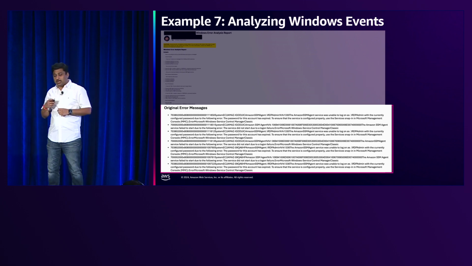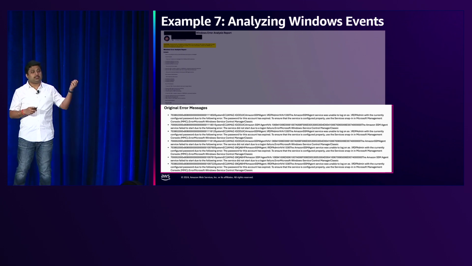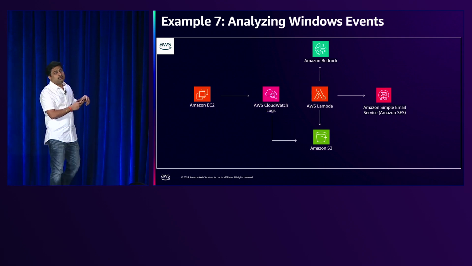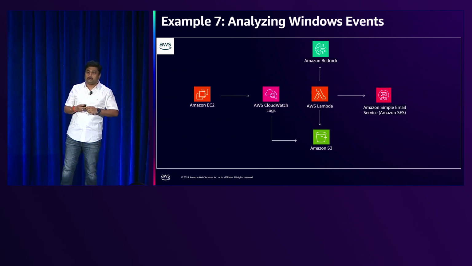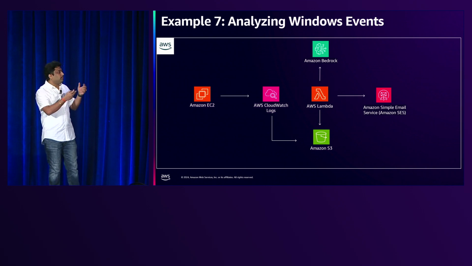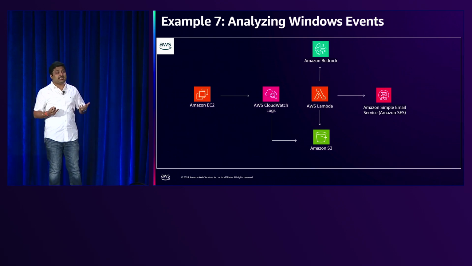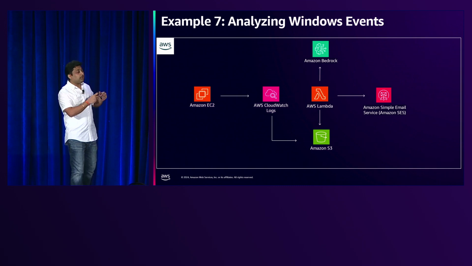Now let's quickly see how we have built this. The architecture remains the same. We have a Windows EC2 instance, Microsoft Windows Server, pushing the logs to the CloudWatch log groups. And in here, I'm pushing it to an S3 bucket, wherein in the Lambda function, there are two ways I can define or build this solution.